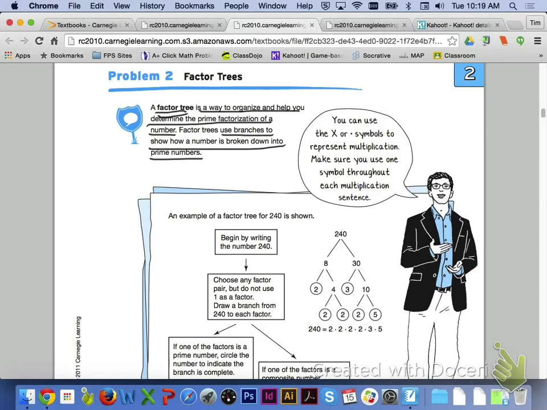Let's move on to problem 2 on page 55 and talk about factor trees. A factor tree is a way to organize and help you determine the prime factorization of a number. Factor trees use branches to show how a number is broken down into prime numbers. Just a quick reminder, you can use either the X or the dot as symbols to represent multiplication. Make sure that you use one symbol throughout each multiplication sentence when you are putting your factor trees together.